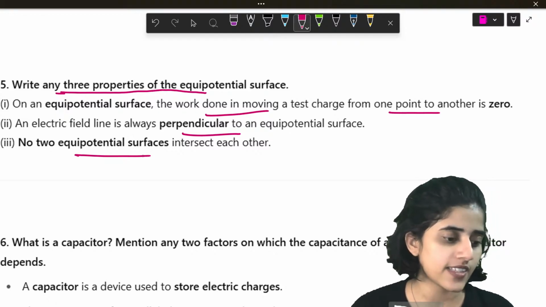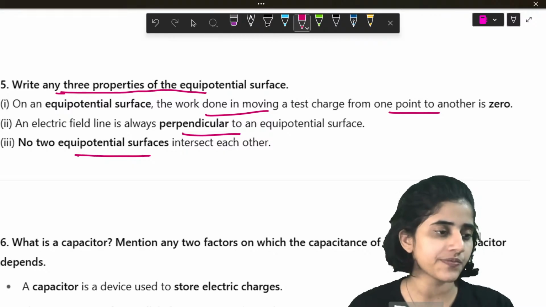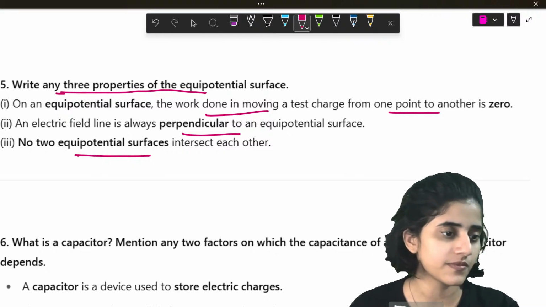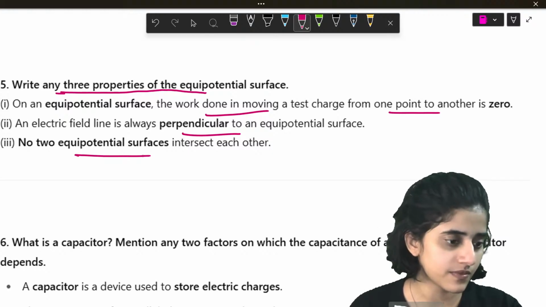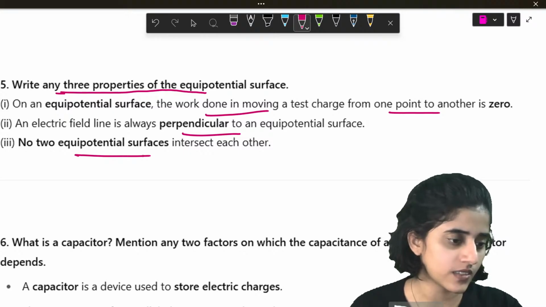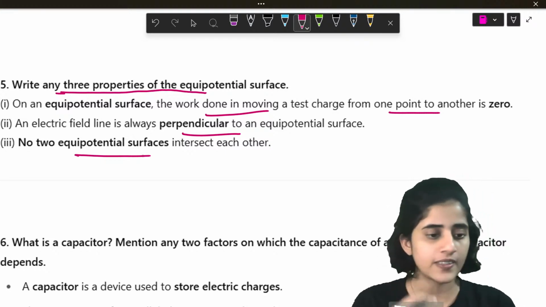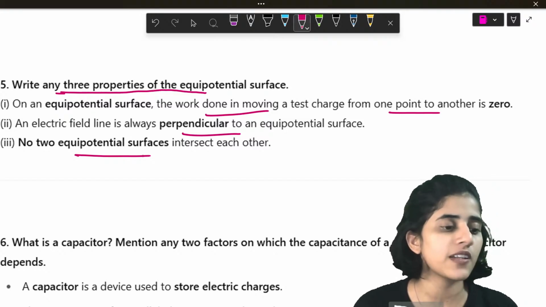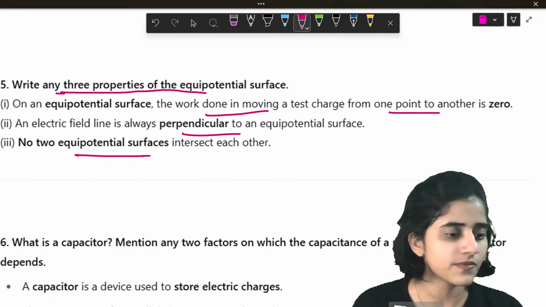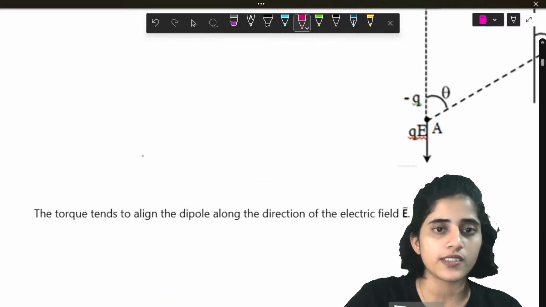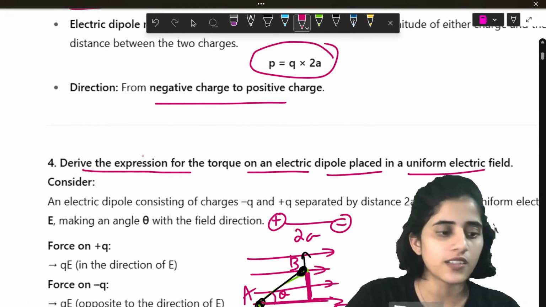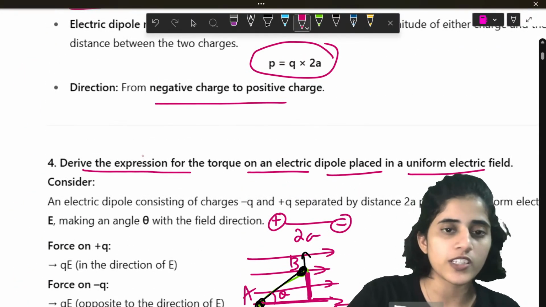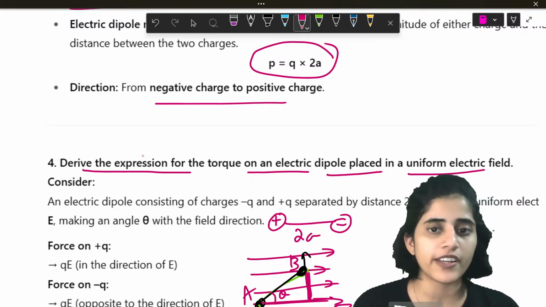Zara has asked me what is meant by unstable equilibrium for a, which one? This one are you talking about? What is meant by unstable equilibrium for torque on an electric dipole?